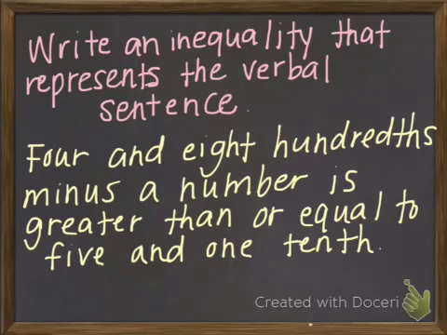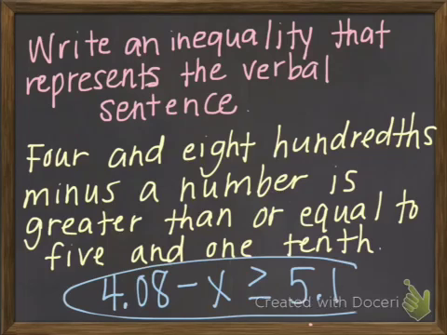Okay, for these problems, it asks you to write an inequality that represents the verbal sentence. So, for example, the verbal sentence says 4 8/100 minus a number is greater than or equal to 5 1/10. So I'm going to break this down into parts. 4 8/100 minus a number, we don't know what that is, it's my variable, is greater than or equal to 5 1/10. This is it, and then I'm done.